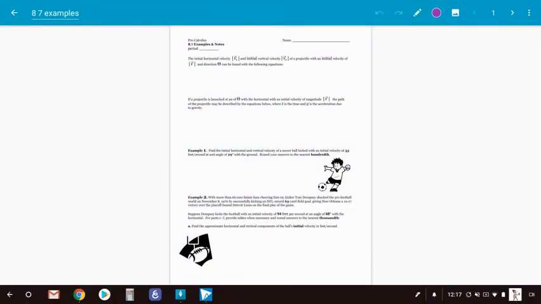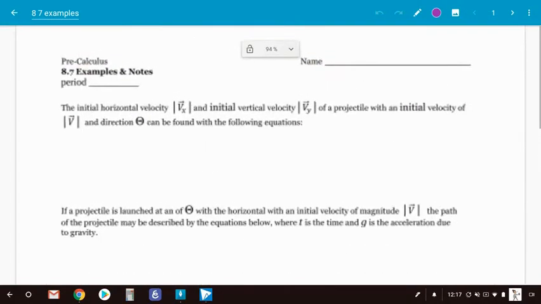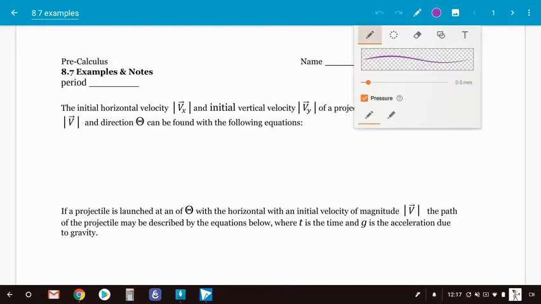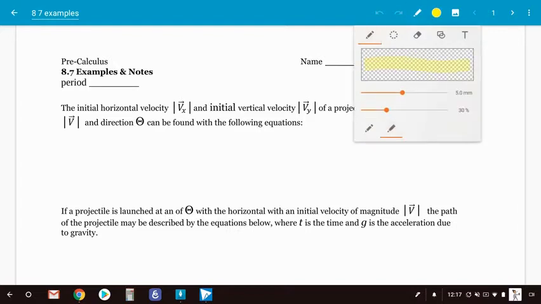All right, so we are going to be starting on applications of parametric equations. And so there's a few different things that you need to be aware of before we start off. We are going to be talking about, for example, initial velocity.